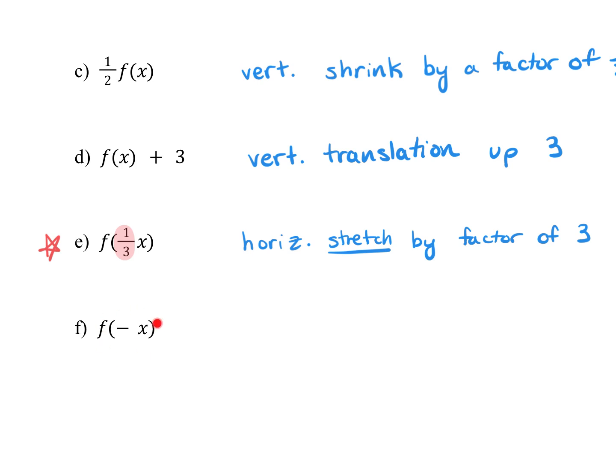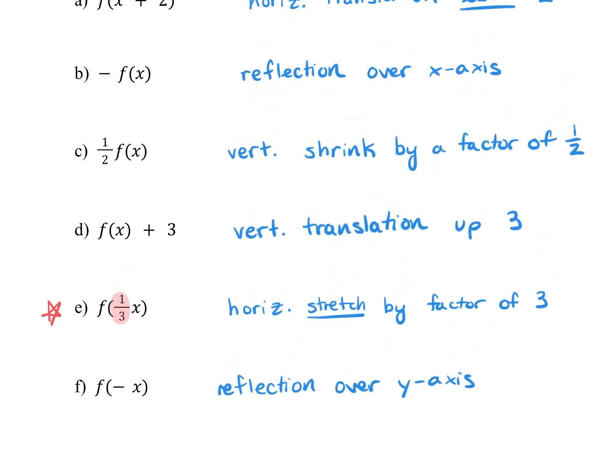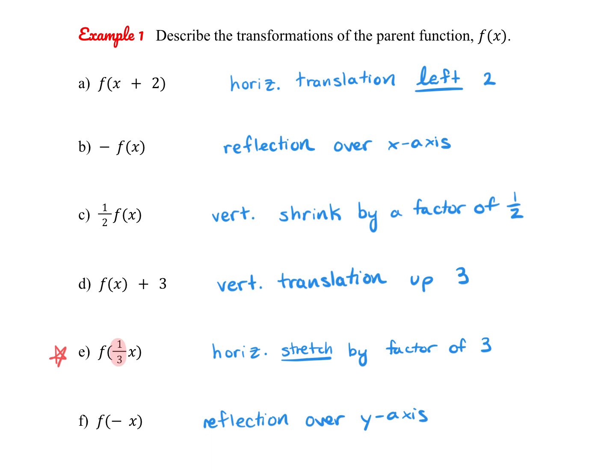All right, for part F, our last one here, I say I'm multiplying by -1, so I know it's a reflection. It's being done specifically to x, making it horizontal. Horizontal reflections reflect over the y-axis. So if you multiply the x, you actually reflect over the y-axis. And there you go.